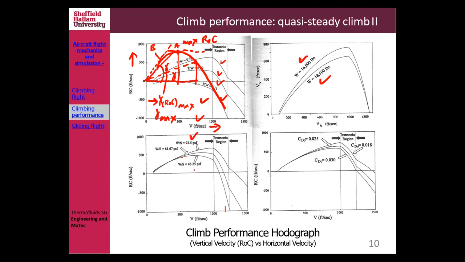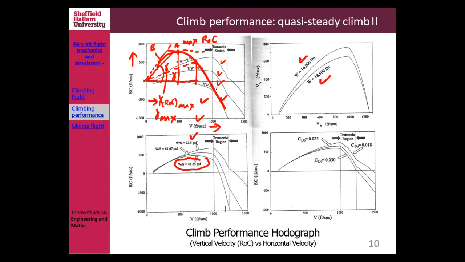If you have a high wing loading, it will have a proper hodograph like that. But if you have a smaller wing loading, for example, then your hodograph is slightly dropped. Then obviously that affects your rate of climb, right? Because we talk about the rate of climb maximum and gamma maximum in there.